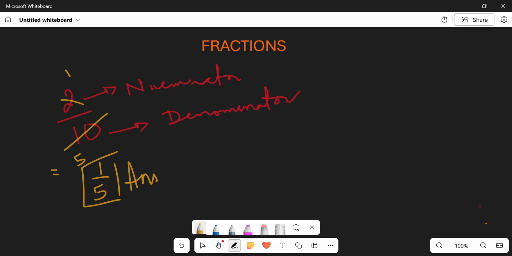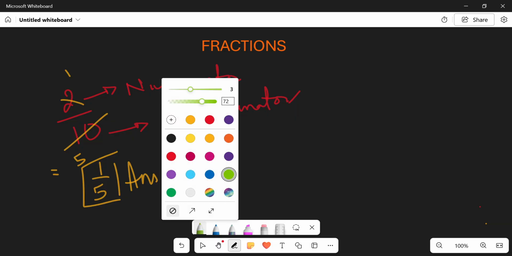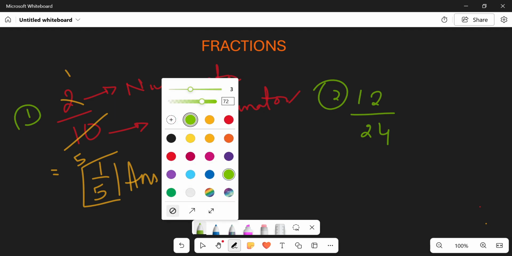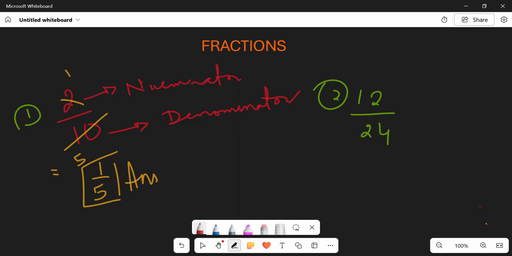Okay, now let's solve another question. This is question 2, this one was question 1. 12 over 24. So what we need to do, we will simplify this 12 and 24 by the 2 times table, right? By the 3 times table. There are many tables, right, where they both come as multiples?